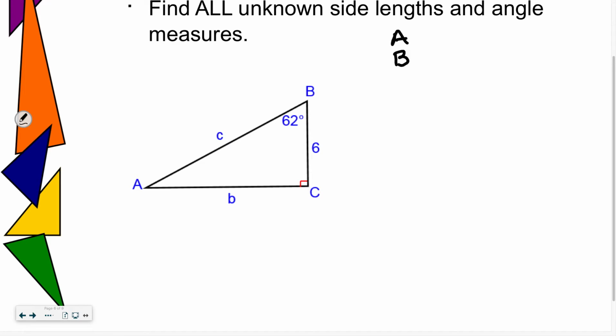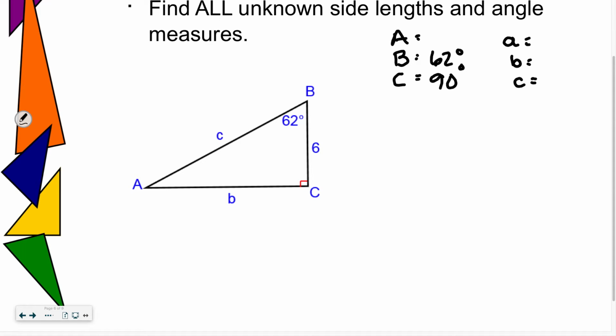Capital letters are for angles, and the lowercase letters are for sides. I usually just write all 6 down. Some of those things I already know. Like I already know B is 62 degrees. I already know C is 90 degrees, right? Because I have a 90 degree angle. You should remember this from geometry.